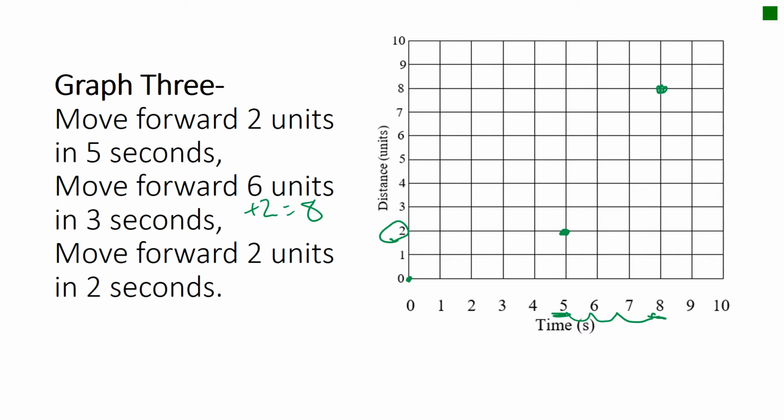And then I'm going to move forward again. Notice I'm going forward, so I have to go away from my origin. 2 units in 2 seconds. So I was at 8 seconds, now I'm going to be at 10 seconds. I was at 8 units, now I'm going to be at 10 units. All right, then you connect the dots.